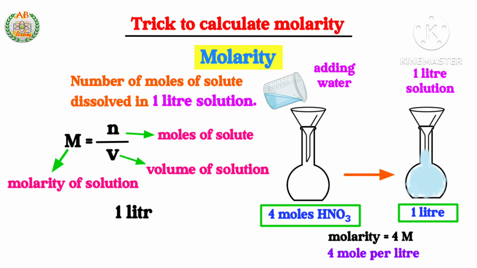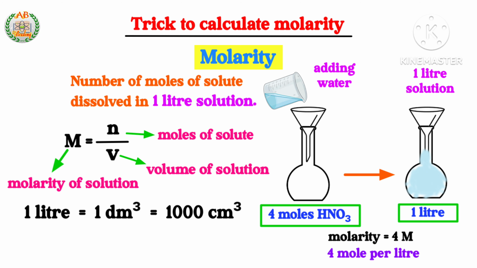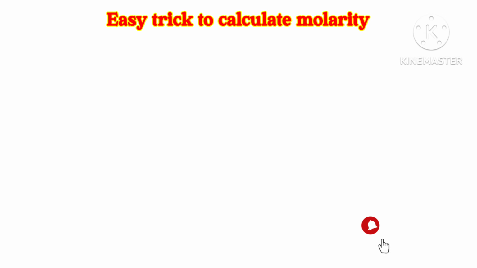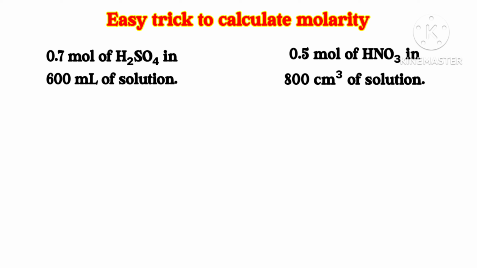Remember that 1 liter is equal to 1 dm³. 1 dm³ is equal to 1000 cm³ or 1000 milliliter. Now how can we calculate molarity using an easy trick? Let's see some numerical problems on molarity.